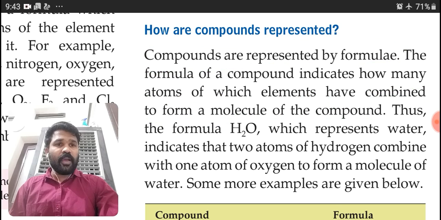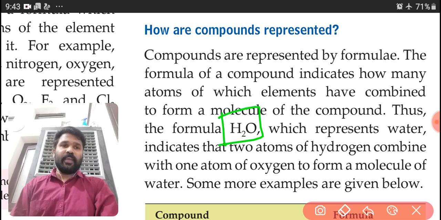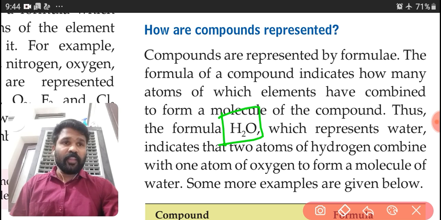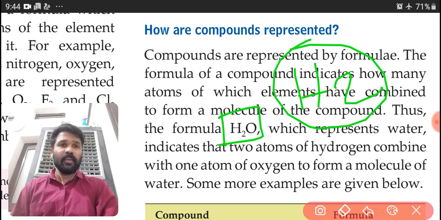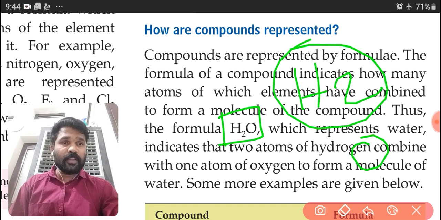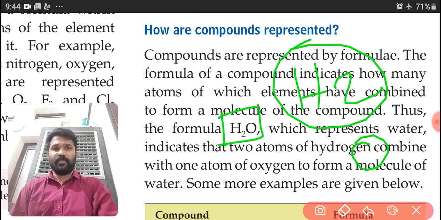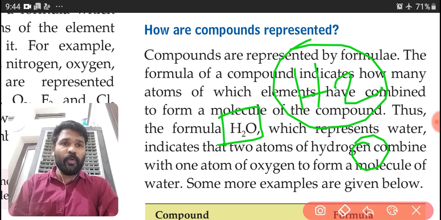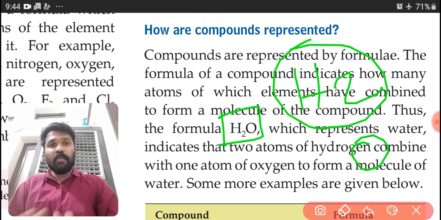Thus, the formula H2O, we know, is the formula of water. This represents that two atoms of hydrogen, H2, combine with one atom of oxygen to form a molecule of water. The chemical formula H2O indicates that two atoms of hydrogen combine with one atom of oxygen to form a molecule of water.